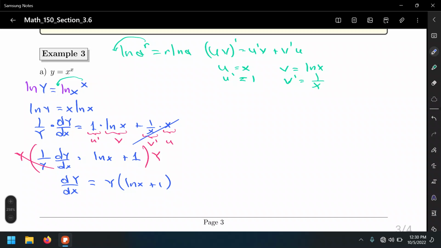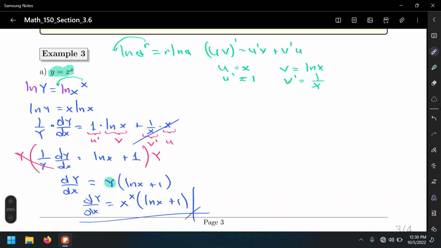However, what do we have here? We have a function of two variables. We need to replace the value, x raised to the power x. So we need to go back and substitute. Why? Because we know y explicitly from the beginning of the exercise. In other words, y equals x to the x corresponds to this y right here. And this is dy dx equals x to the x times ln of x plus 1. And that's our final answer.